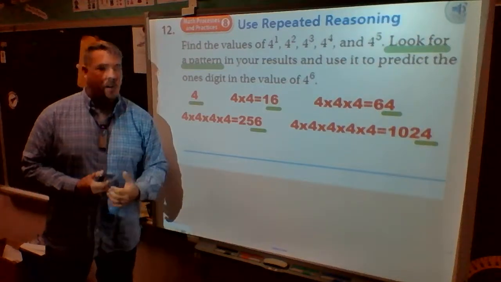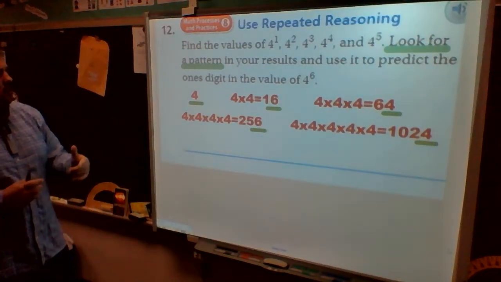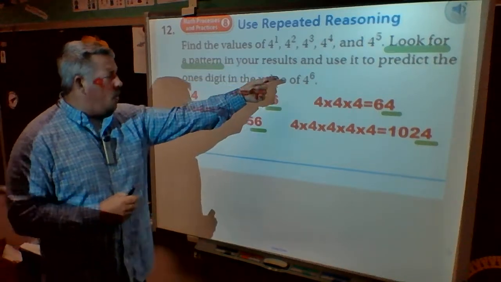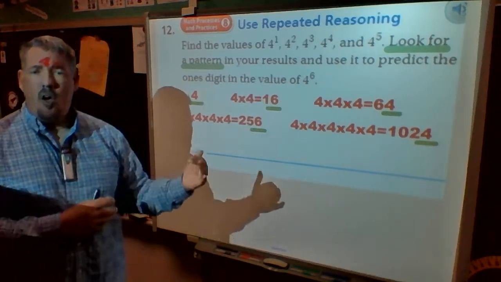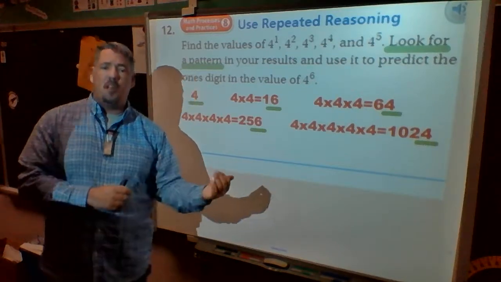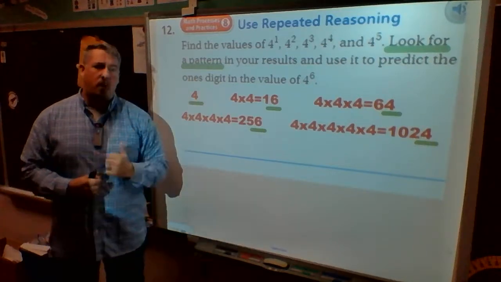So I do have a pattern. Well, it says to use that to predict the ones digit in the value of 4 to the 6th. It didn't ask me to solve for 4 to the 6th power. It asked me to use my pattern and my reasoning as to what the ones digit is going to be.